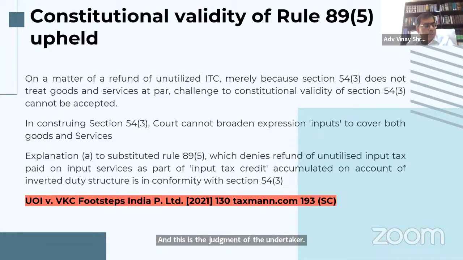Now another issue which was decided by the Honorable Supreme Court last year was the issue whether the benefit of input services and capital goods can be allowed in case of unutilized input tax credit, in case of an inverted tax structure. Now here the Honorable Supreme Court upheld the constitutional validity of Rule 89(5).